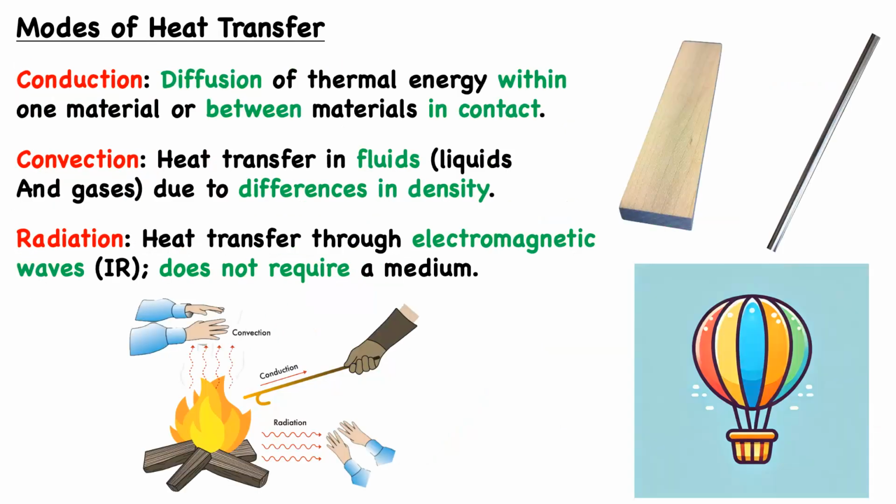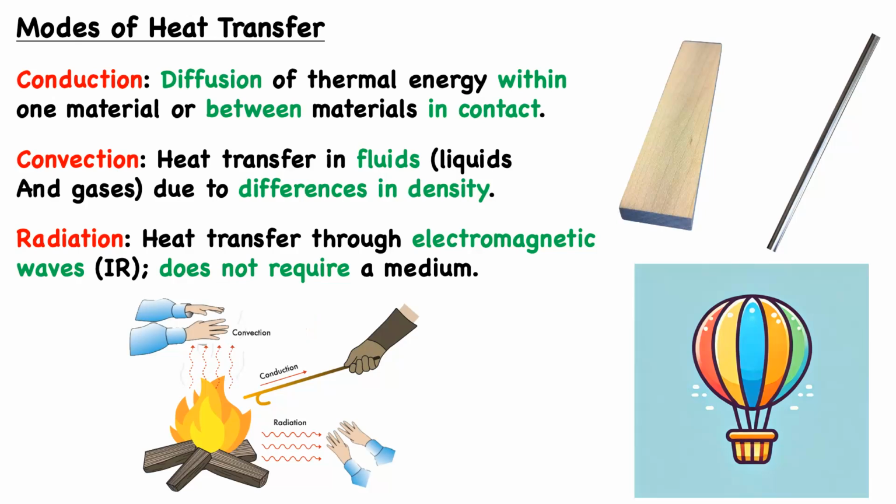So we said that heat conducts from hotter objects to cooler objects, but let's talk more about some of the specific modes of heat transfer. So the first mode is conduction, and conduction is the diffusion of thermal energy either within one material or instead between materials that are in contact. So we can refer to our campfire example here down below to take a closer look at conduction.